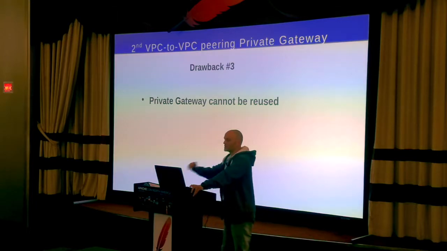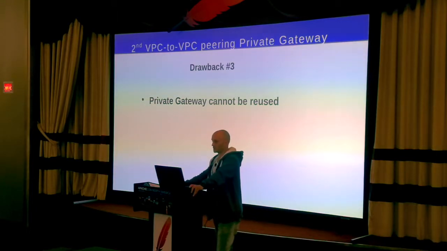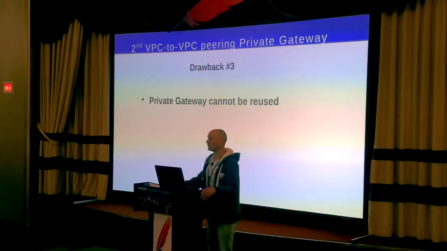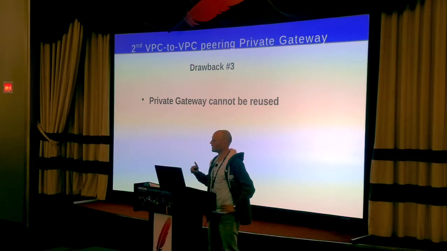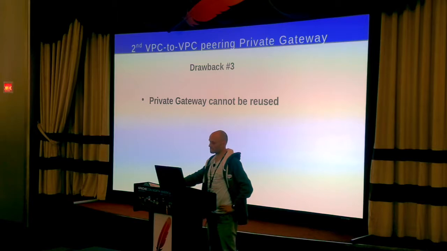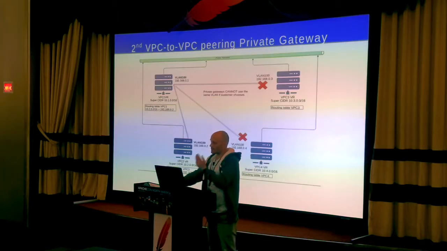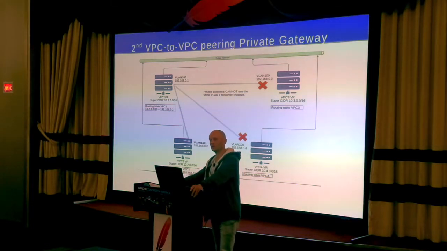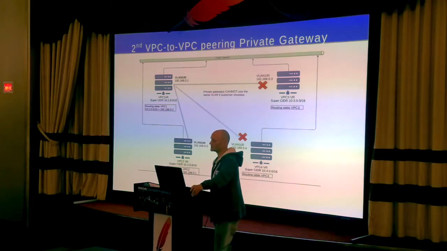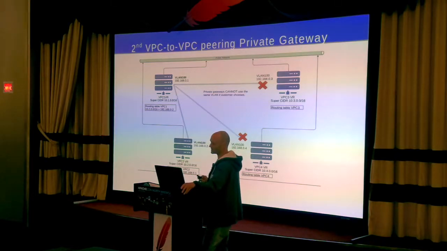The third drawback is that since CloudStack requires this private gateway to have its own NIC and VLAN allocation, you can't reuse the private gateway. So you can't say, I want to peer to more than one, but I want to use the same interface. When you want to peer with more than one VPC in the same broadcast domain, you cannot specify that you want to use the existing private gateway, as I just said.